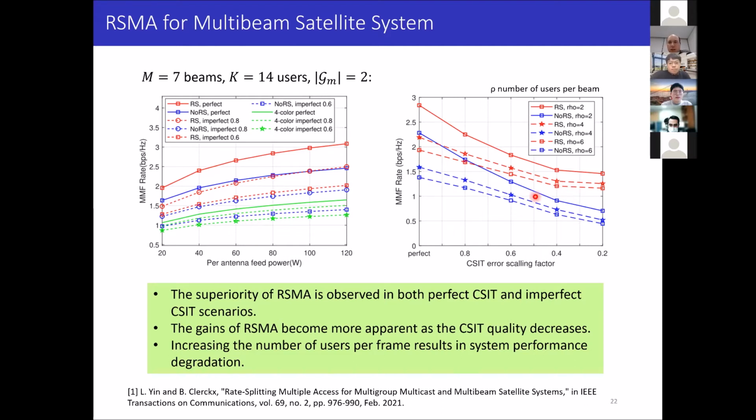If you look at the effect of the CSIT imperfection, as you go on the x-axis from left to right, you actually degrade the quality of the CSI. And so what you see is that as the CSI quality degrades, relatively speaking, the gain of rate splitting over no rate splitting is increasing. And that's because of the robustness of rate splitting in the presence of imperfect CSIT.